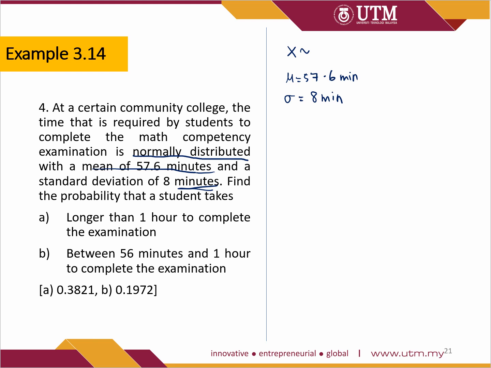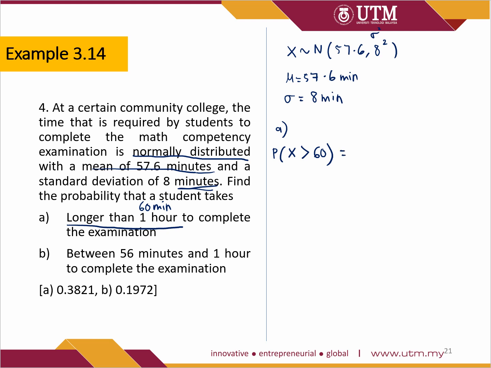If I write the distribution, x follows a normal distribution with mean 57.6 and variance 8 squared. Remember, this one is always variance. Now we have to find the probability that a student takes longer than 1 hour. Converting to minutes, it is greater than 60 minutes, so we write x greater than 60.